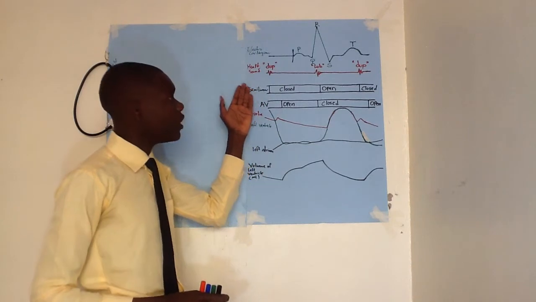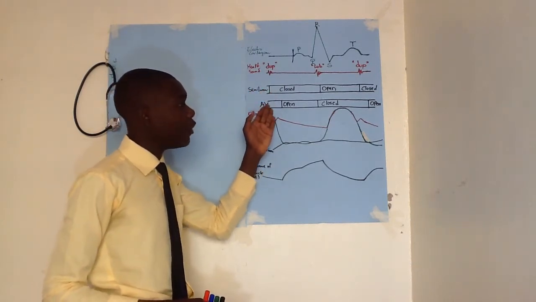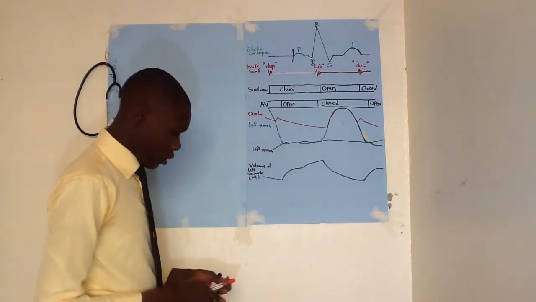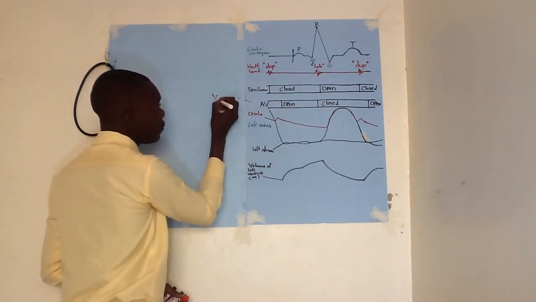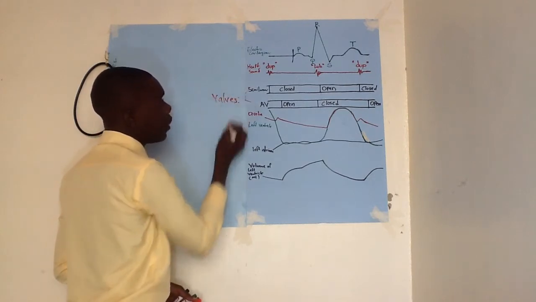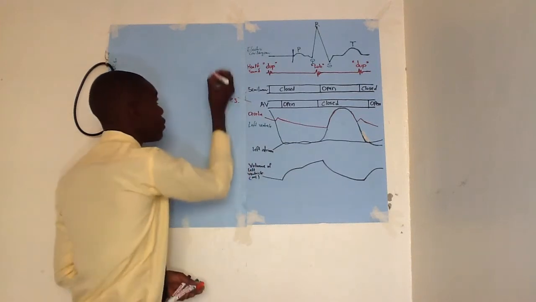Now, we want to consider our ECG, the electrocardiogram, in accordance to the state of the semilunar valves and the state of the atrioventricular valves. So, here we are having valves. We are going to compare the ECG to the state of the heart sounds.